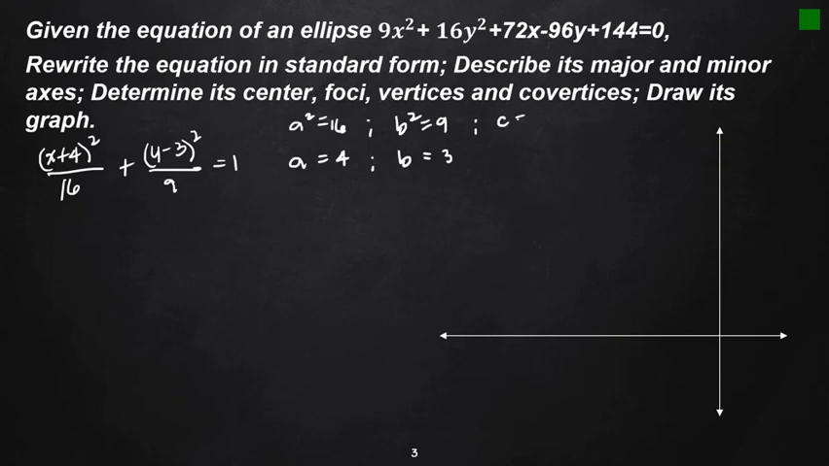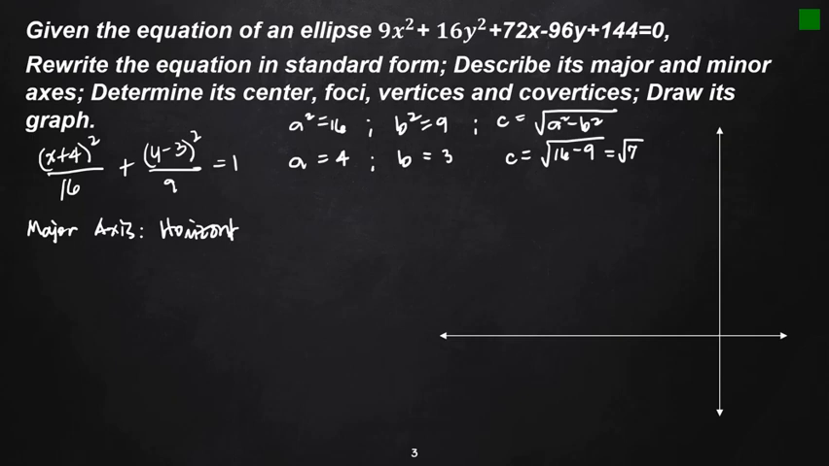And solving further for c, c is equal to the square root of a squared minus b squared. Therefore, we have c equivalent to the square root of 16 minus 9, and that's equal to the square root of 7. Okay, and so moving forward, when we describe our major axis, since 16 is below the term with an x in the numerator, therefore the major axis is horizontal. And that would tell us that the minor axis here is vertical.